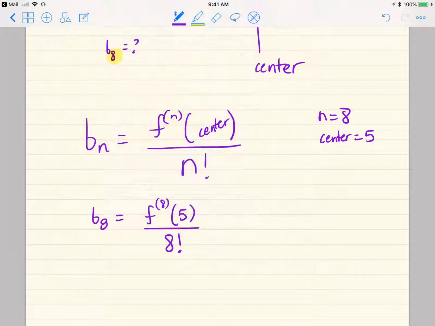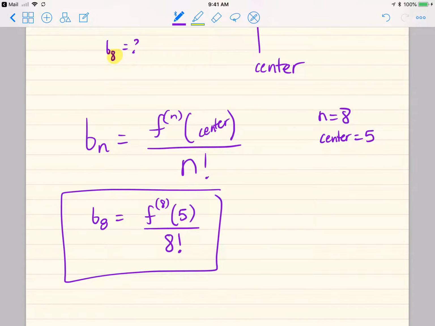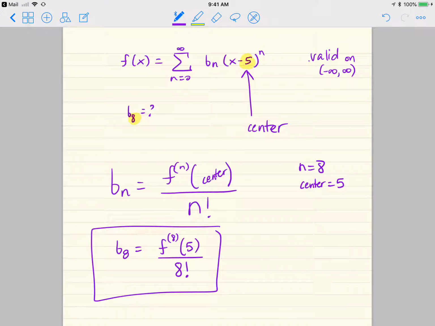Now, we don't know what the 8th derivative of f is at 5, but all we can say is that this 8th coefficient is going to be the 8th derivative of f at 5 divided by 8 factorial.